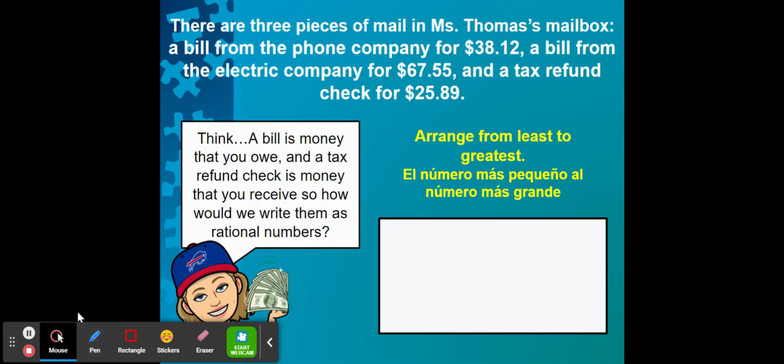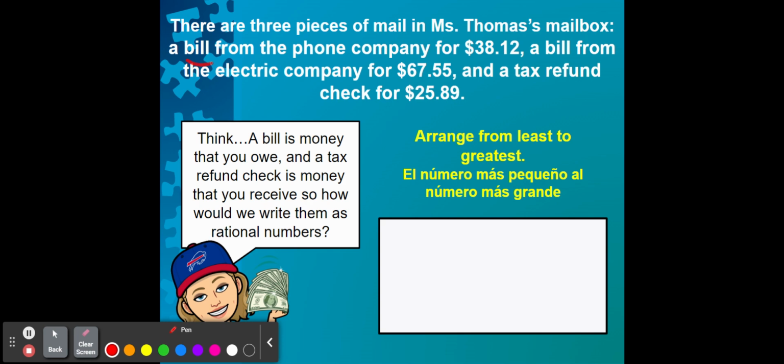There are 3 pieces of mail in Miss Thomas's mailbox. A bill from the phone company for $38.12, a bill from the electric company for $67.55, and a tax refund check for $25.89. So we have to identify what all of these are in terms of rational numbers.